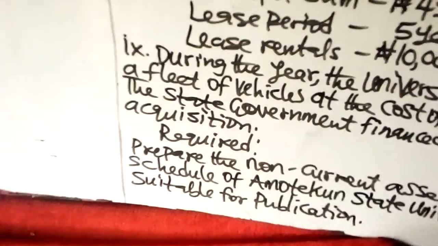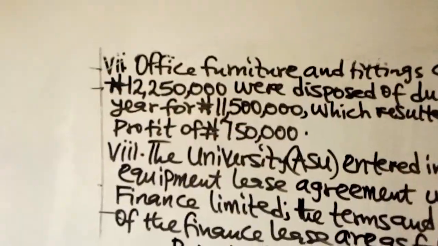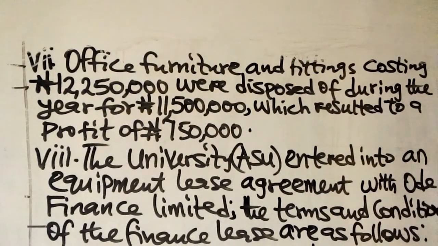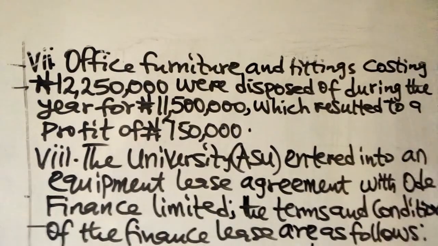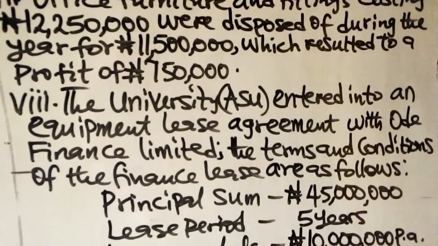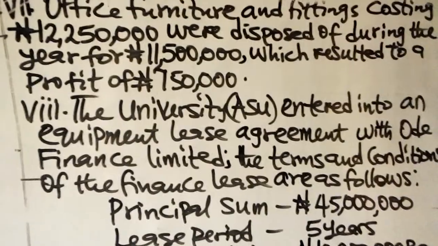Note 7. Office furniture and fitting costing 12,250,000 naira were disposed of during the year for 11,500,000, which resulted in a profit of 750,000 naira.